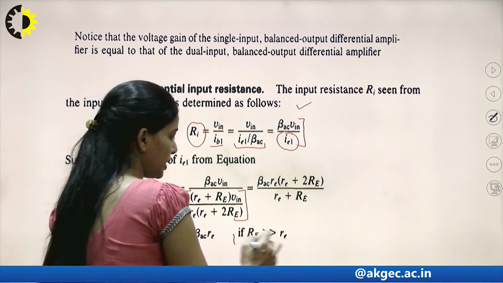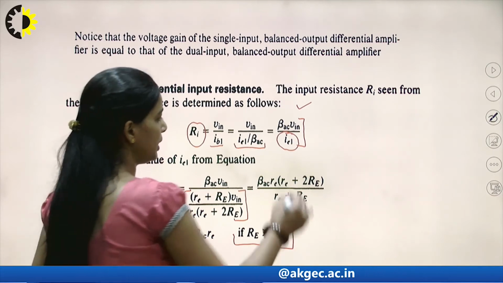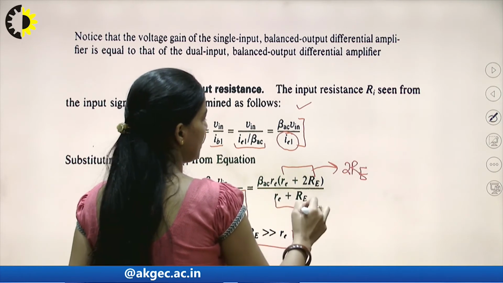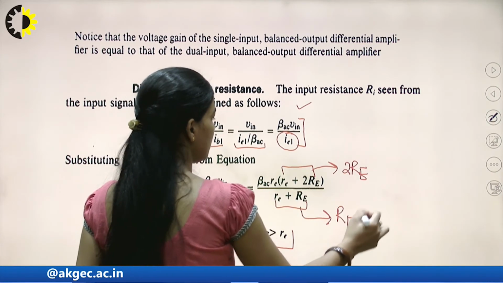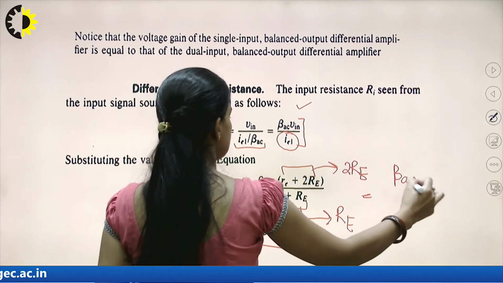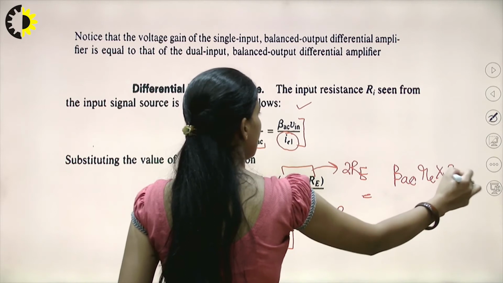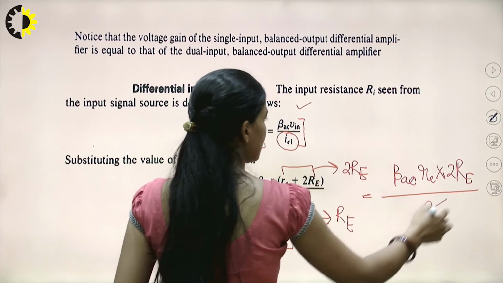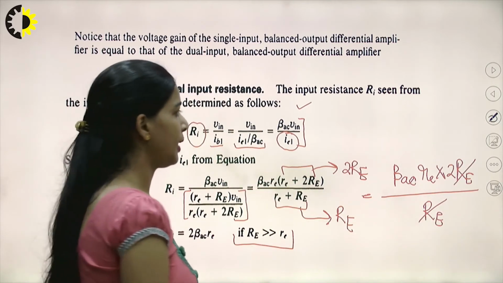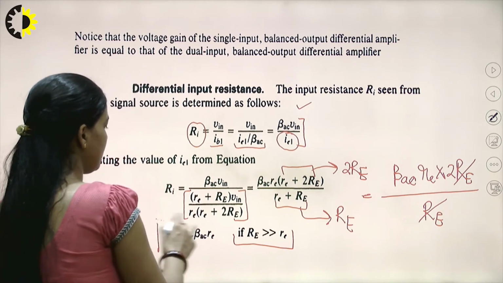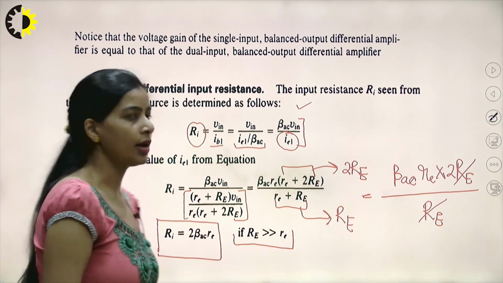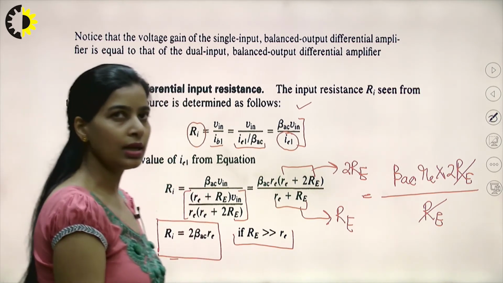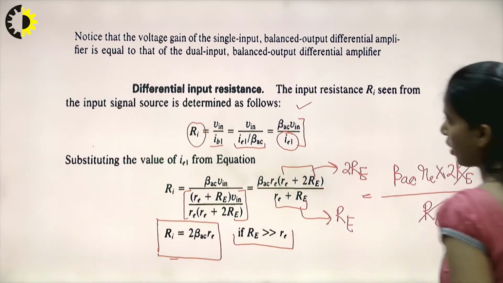So taking this, that RE is greater than re, so this term will be reduced to 2RE and the denominator will be reduced to RE. So this expression will be beta AC re multiplied by 2RE divided by RE. So from here this RE gets cancelled out from numerator and denominator and we are left with this term for input resistance, that is differential input resistance for single input balanced output configuration.